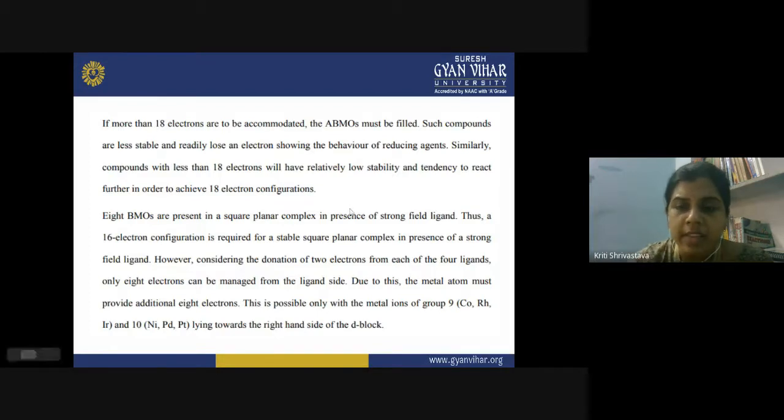In the group 9, we have cobalt, rhodium, and iridium. And group 10, we have nickel, palladium, and platinum. So only these types of metals can form the square planar complexes, which are lying towards the right hand side of the d block. So in the group 9 and group 10, this is the possibility that they can form the square planar complex.